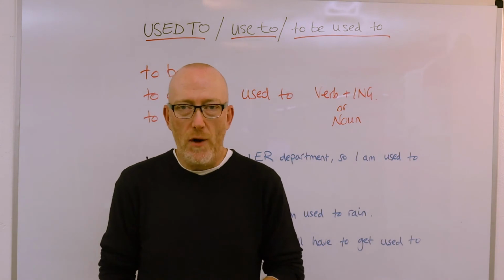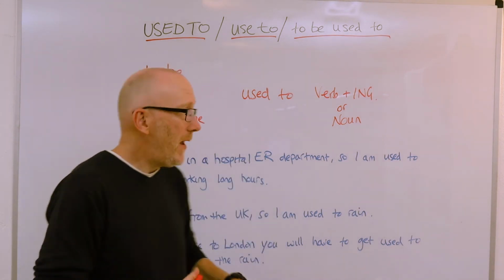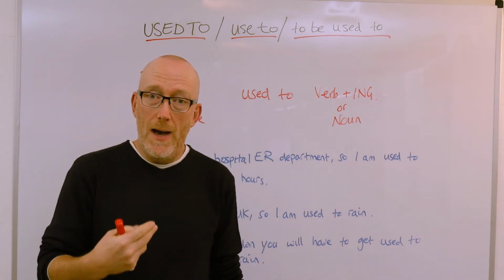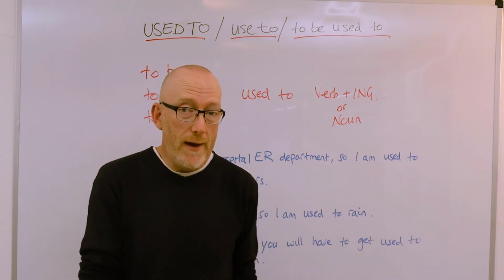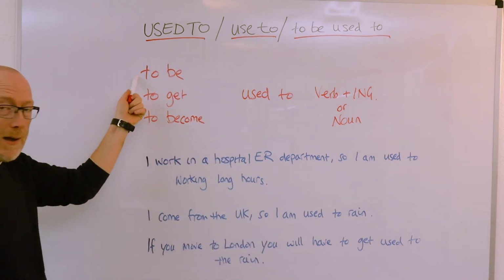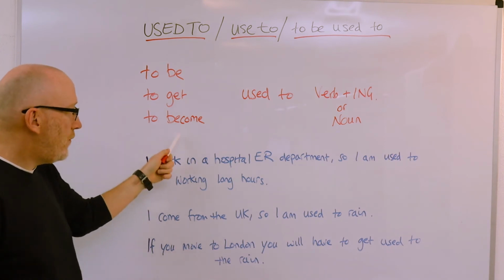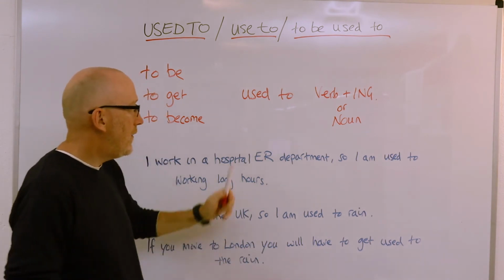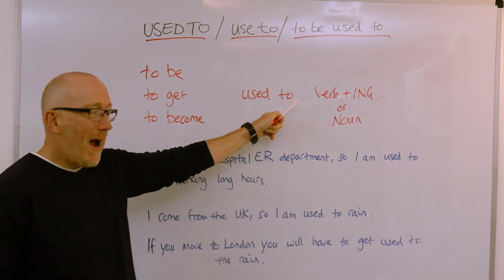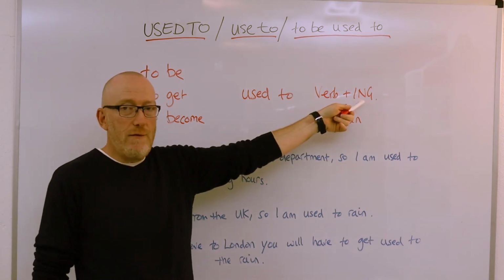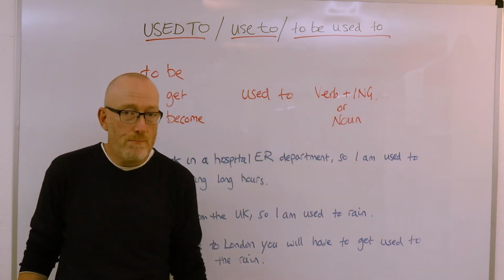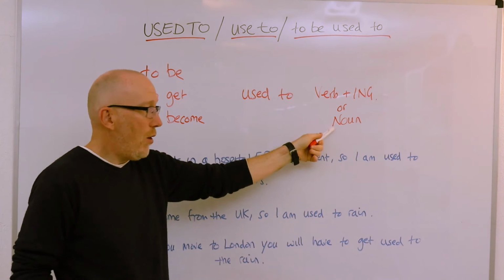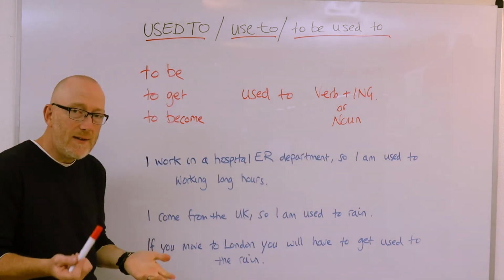Okay, now let's move on to discussing using to be used to talk about familiarity or becoming accustomed to new things. Now we can use be, or we can use verbs like get or become. Our grammar is going to be slightly different here as well. We're going to use used to, but we're either going to use it with an ing verb or a noun. So there's no base infinitives here. It's either going to be a gerund or a noun.